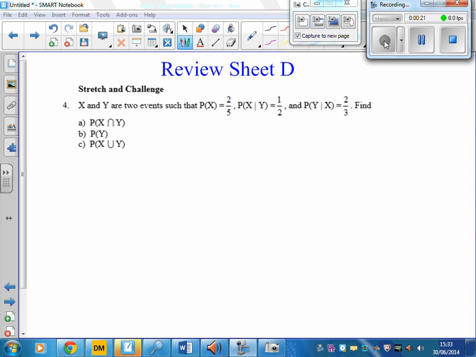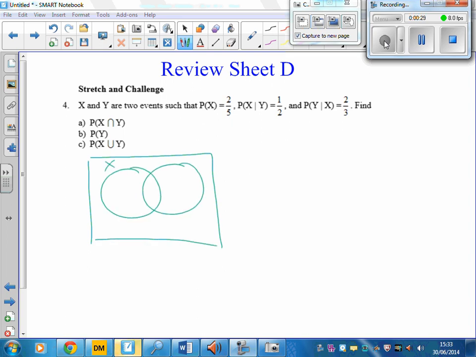Now I would set this question up in a Venn diagram. We have got two events, X and Y. And then I would label each section with a letter. So I'm going to call it section A, section B, section C, section D. Obviously, A add B, add C, add D must come to 1. All the different probabilities must add up to 1.